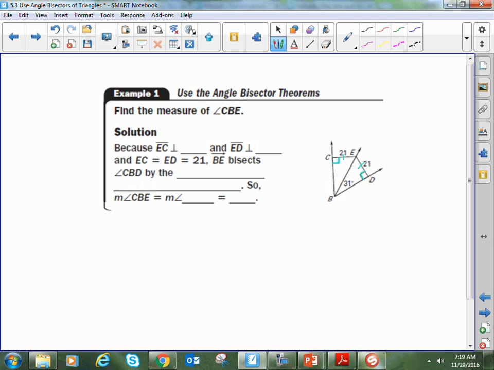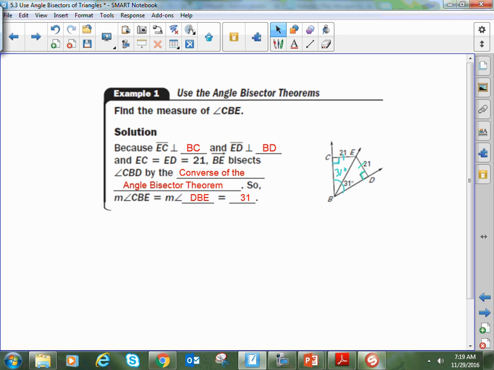So if ray BE is an angle bisector, then that means angle EBD and angle EBC have to be the same length. I'm sorry, not the same length, but the same measurement. So that means angle CBE must be 31 degrees. And that's exactly kind of what we're going to be looking at here.